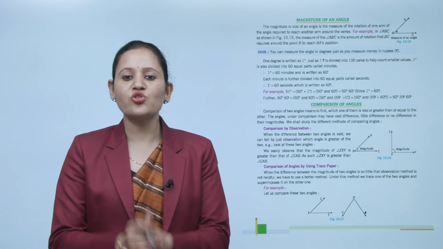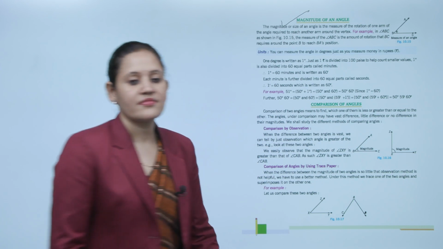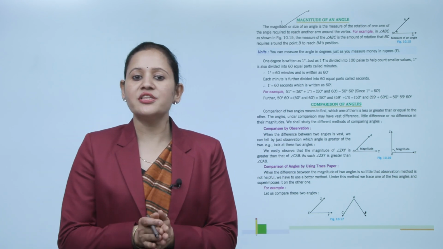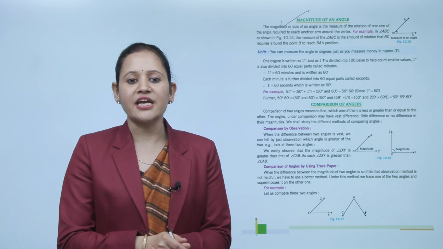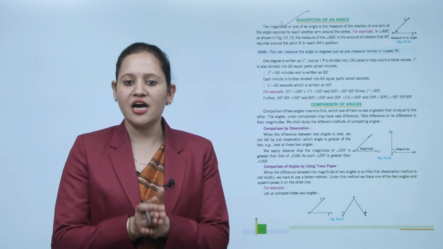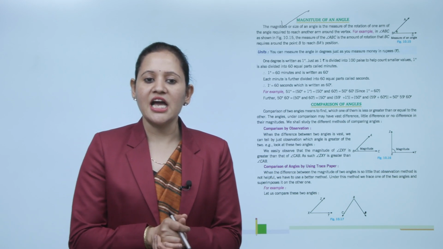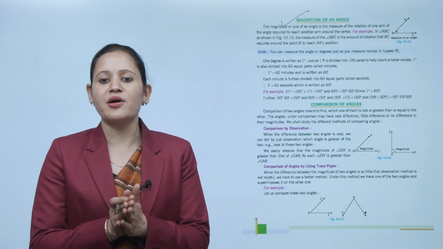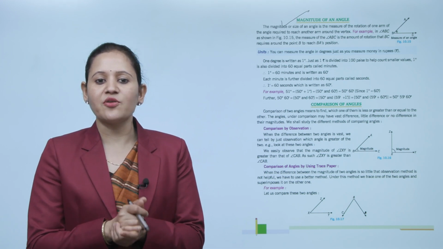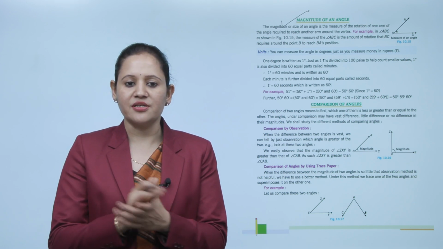Next is magnitude of an angle. The magnitude or the size of an angle is the measure of the rotation of one arm of an angle required to reach another arm around the vertex. For example, in angle ABC as shown in figure 10.15, the measure of angle ABC is the amount of rotation that BC requires around the point B to reach the BA position.